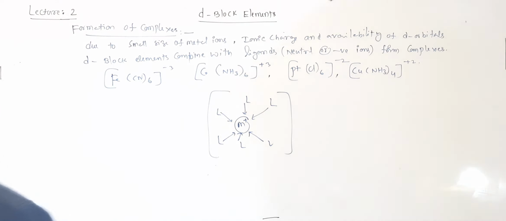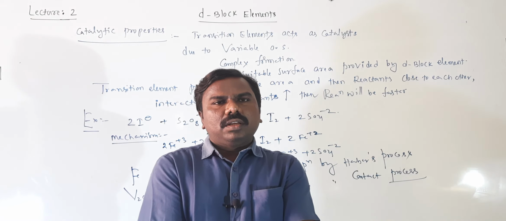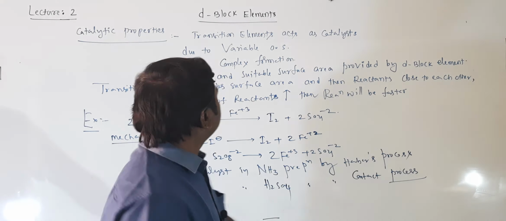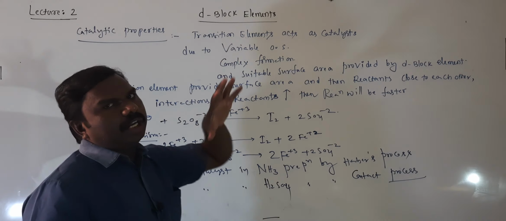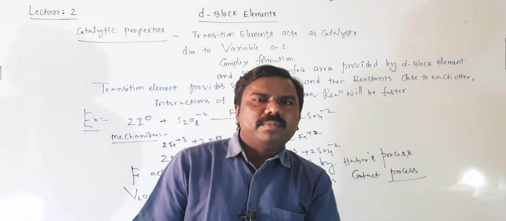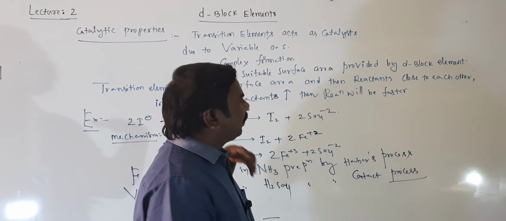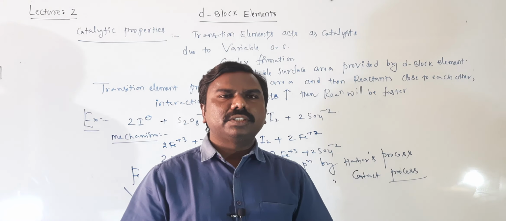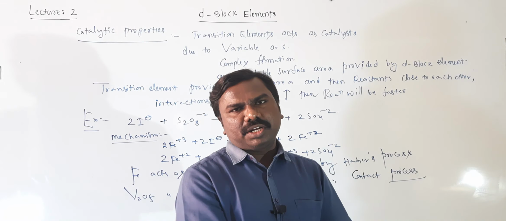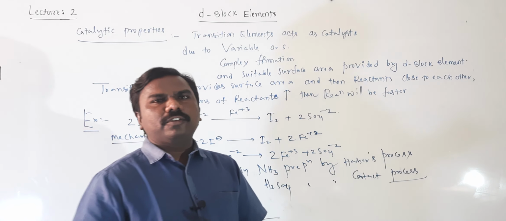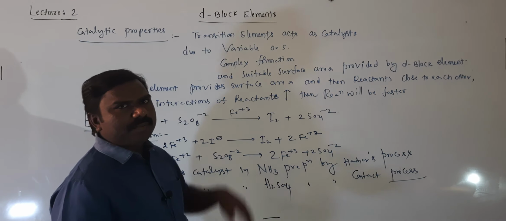Okay, the next property is the catalytic property. It means d block elements or transition elements act as catalysts. The function of a catalyst is to speed up a chemical reaction. So what is the reason for the catalytic activity of these elements?